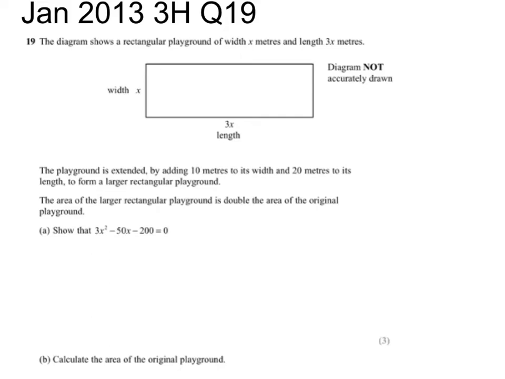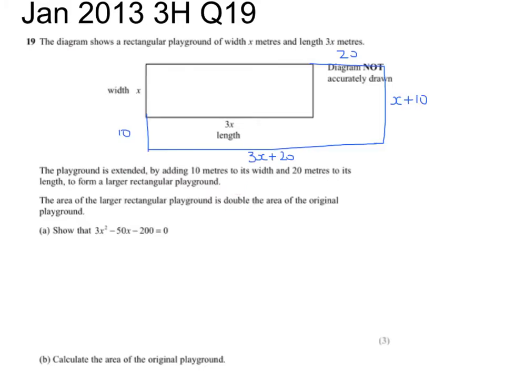With these questions, I think it's always worth reading them through a couple of times and checking that you've got all of your information in one place. So the diagram shows a regular playground, width x and length 3x. The playground is extended by adding 10 metres to its width and 20 metres to its length to form a larger rectangular playground. I would now draw that.